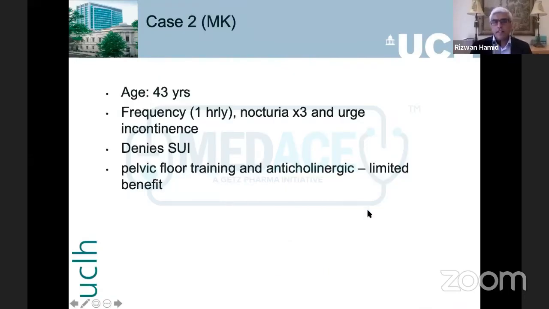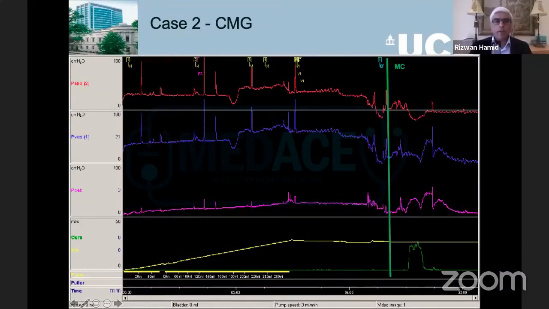So this is the second case, again a 43-year-old patient with a frequency of hourly, nocturia times 3 and urge incontinence, denies having any stress urinary incontinence, did the pelvic floor exercises and anticholinergics with limited benefit, and we elected to do urodynamic studies. So this patient again has got no stress incontinence, complaining of urge incontinence. Again, rectal line, vesical line, subtracted detrusor, good coughing pulses.